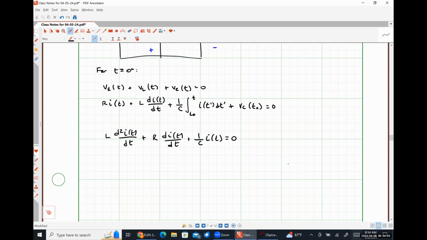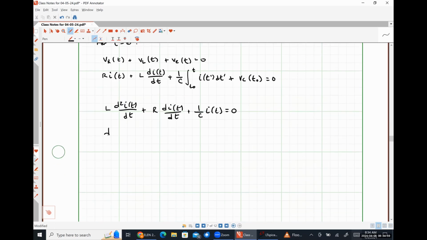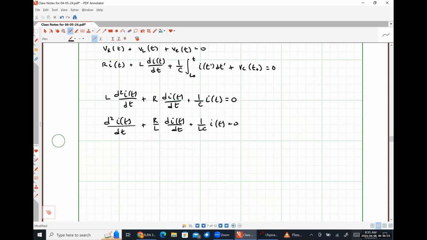I'm going to do what I did on Friday, and I'm going to divide both sides through by L so that the coefficient of my second derivative term is just 1. And so that's going to leave me with d squared I of t over dt squared plus R over L di by dt plus 1 over LC I of t is equal to 0.